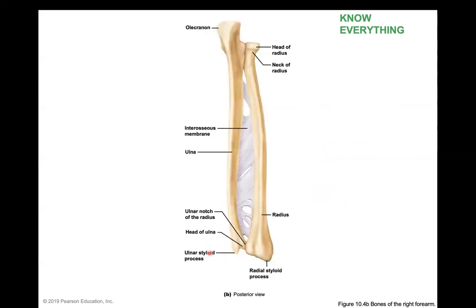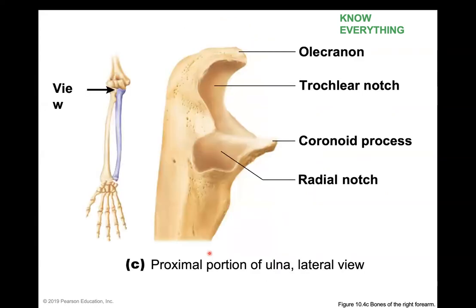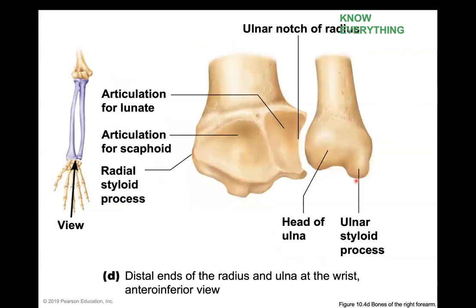And here is just a posterior view of the radius and the ulna. And then this is a detailed look at the proximal end of the ulna. Again, we had the olecranon, the trochlear notch, the coronoid process, and the radial notch. And then this is the distal end of the radius and ulna. And here we can see how the two bones articulate together to begin forming the wrist.